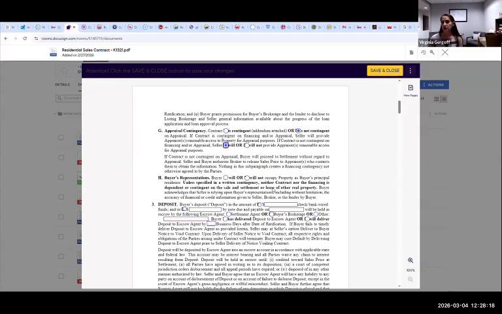So again, the contract is not contingent on appraisal. The bank requires an appraisal. They do the appraisal, it comes in low. The lender says, well, now you only qualify for $800,000, right?